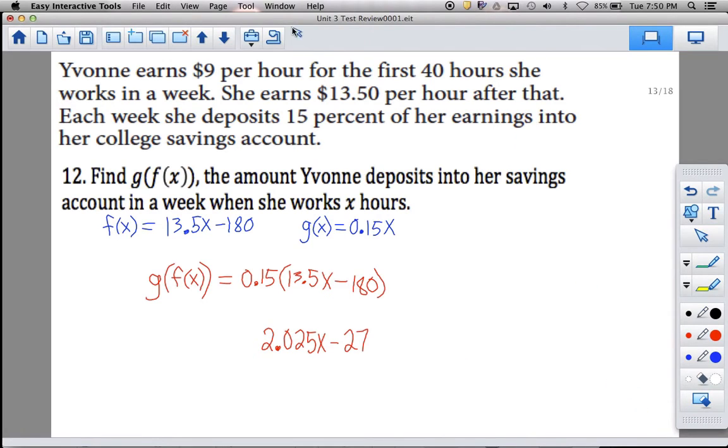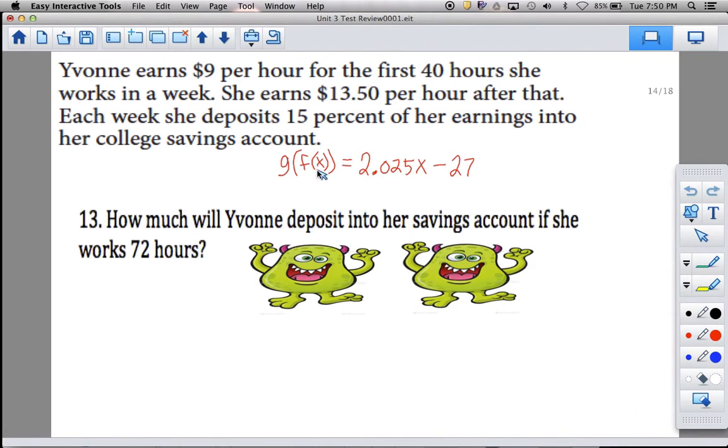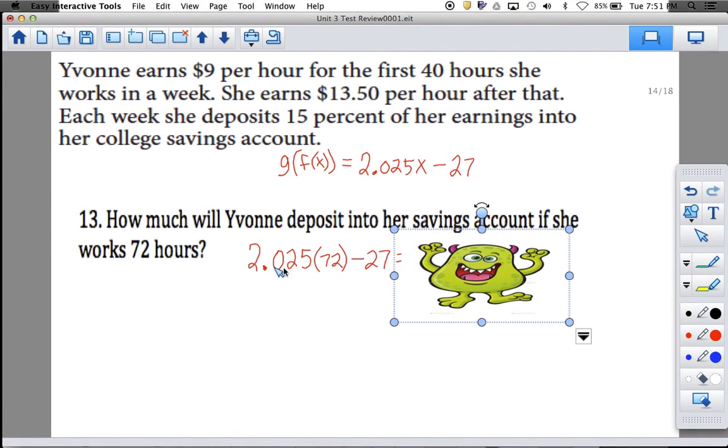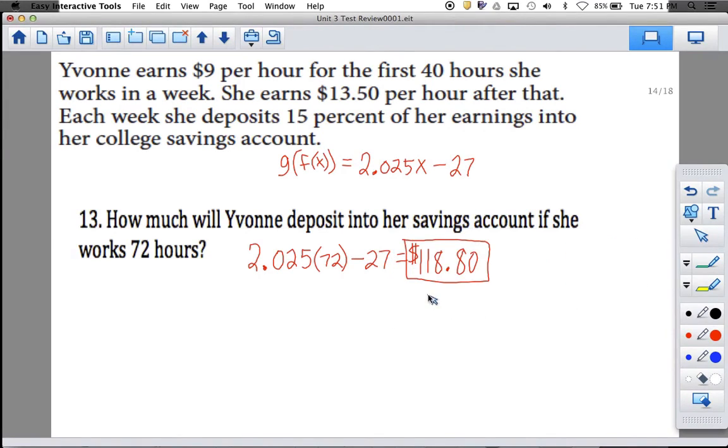So the last question that has to do with this, now that you have your composite function, you want to know how much will Yvonne deposit into her savings account if she works 72 hours. So 72 hours is going to be plugged in to this equation for x. You just plug it into your calculator just like that. And when you calculate everything out, it looks like Yvonne's going to deposit $118.80. That's actually a pretty good amount for a savings account.